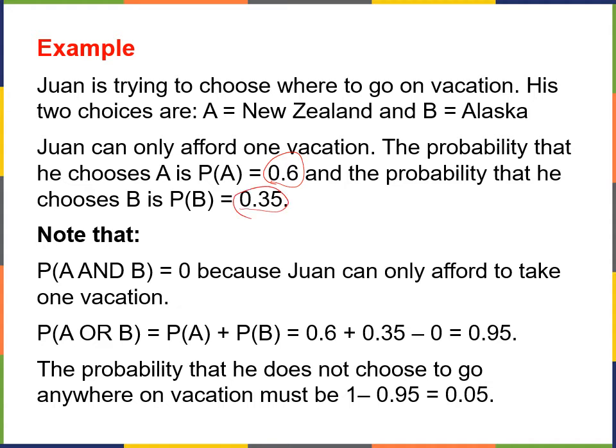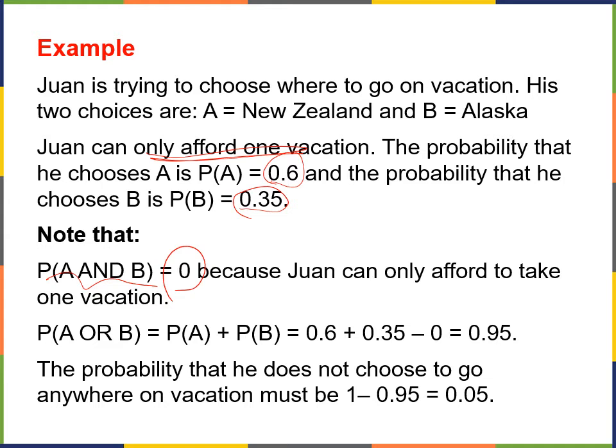So if I try to figure out what's the probability that he goes both to New Zealand and Alaska, well, that should be 0 because he said he can't afford both. He can only afford one. So the probability of A and B is 0. Okay? So that being said, they're never going to happen at the same time. So these are definitely mutually exclusive situations, right?